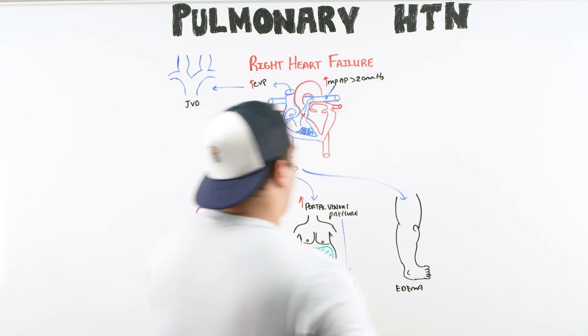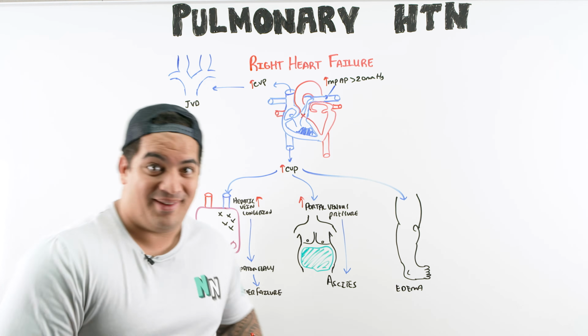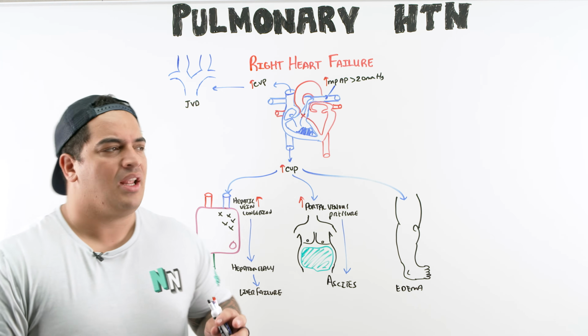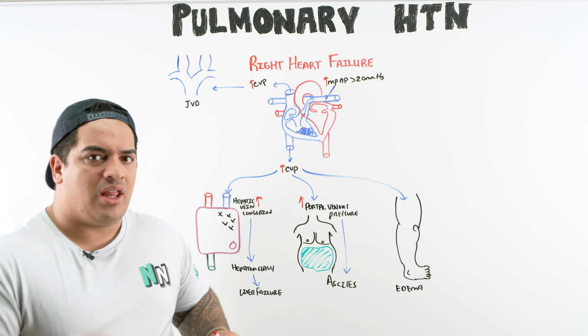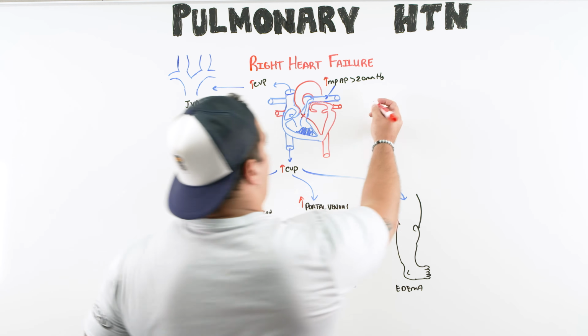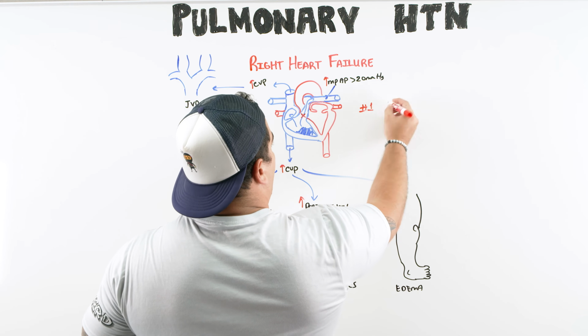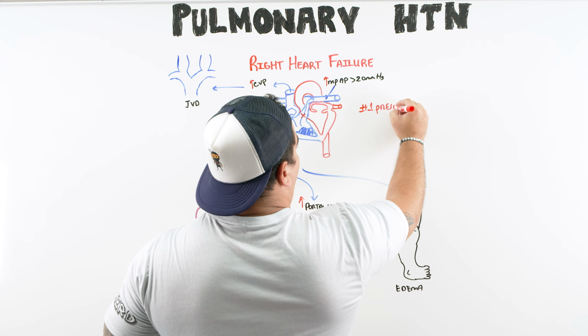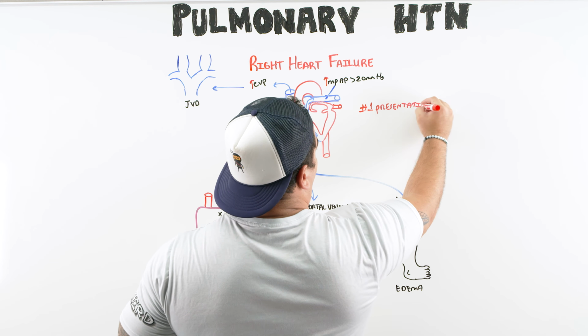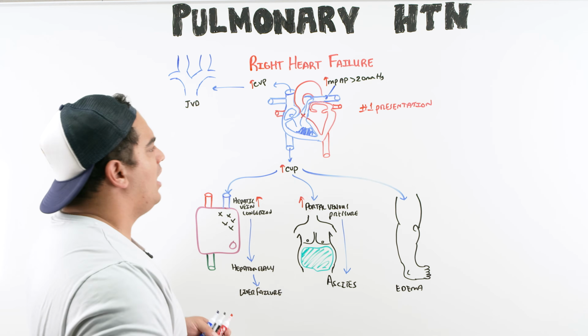Now, this is the primary way that right heart failure will present. But pulmonary hypertension is very interesting. In patients who develop pulmonary hypertension, one of the most common presentations, the number one presentation, is actually going to be something very interesting, which is a part of this kind of right heart failure, if you want to think about it.